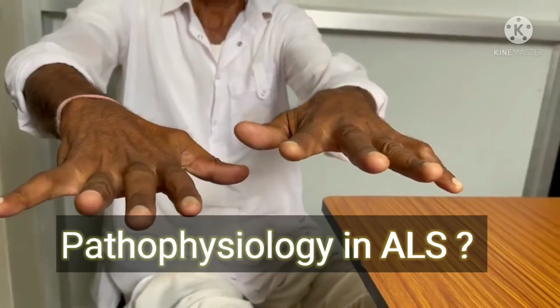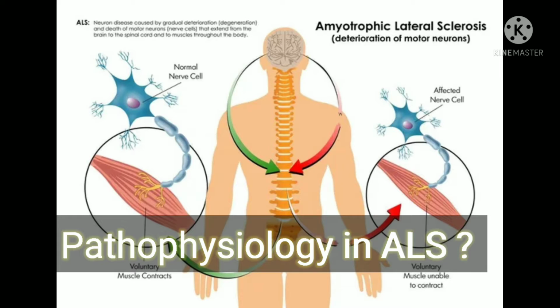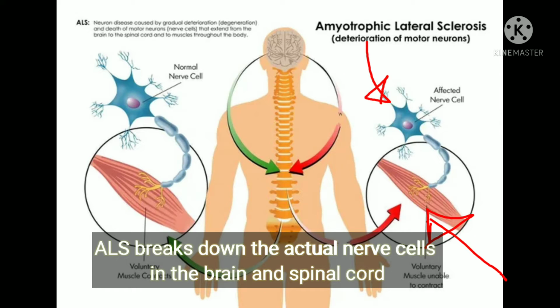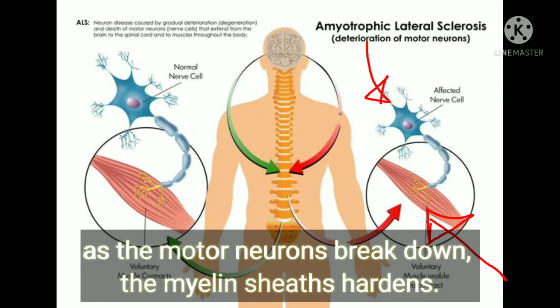fibers. So what is actually the pathophysiology in ALS? Like how this ALS occurs. Here we can see the normal versus the ALS diagram. In ALS, we can see that there is breaking of the nerve cells in the brain and the spinal cord. So there is destruction of these motor neurons, the upper motor neurons as well as the lower motor neurons, and the myelin sheath ultimately becomes hard. So this ultimately leads to deterioration of the motor neurons. Okay, so we have discussed this.